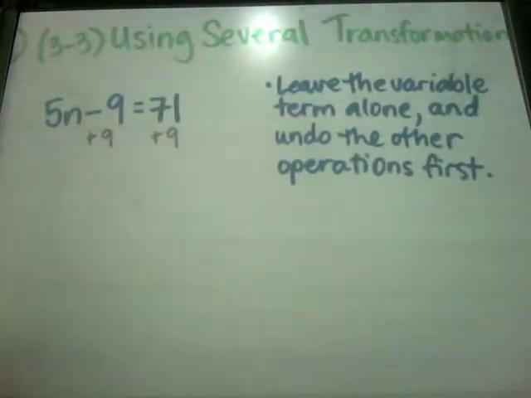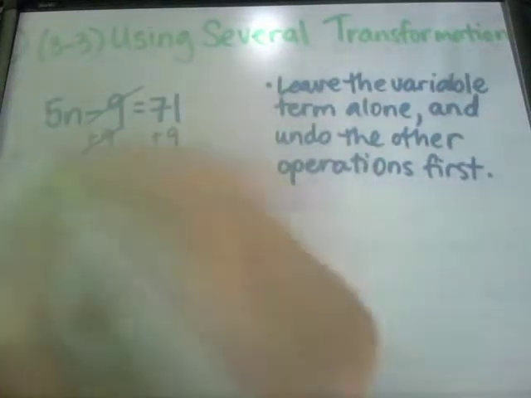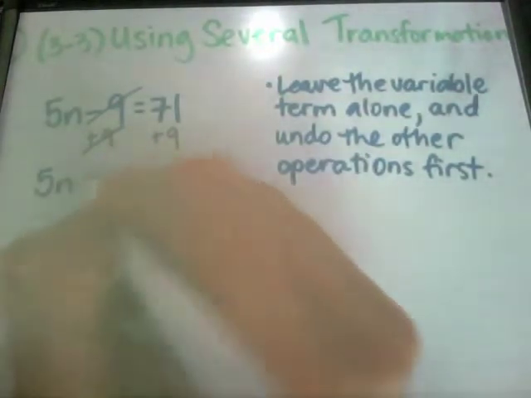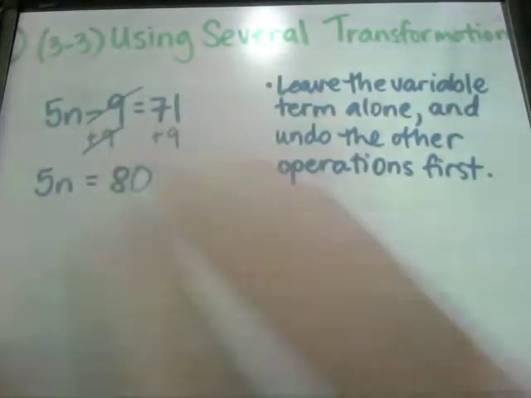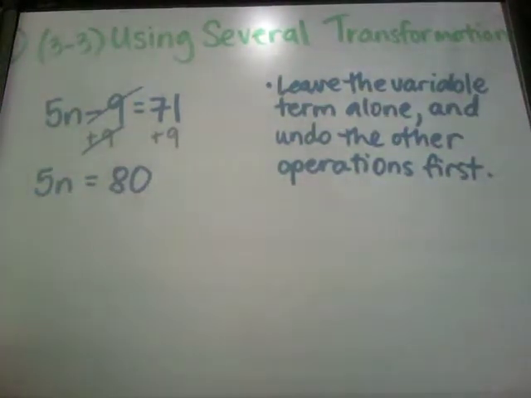I want you to write that step down where you do the opposite. The harder these get, the easier it is to make a mistake if you skip these little steps of writing down what you're doing. Minus 9 and plus 9 make 0, so we can cancel them out. Now I'm left with 5n equals 80. Remember, we're not done yet. We're going to have multiple steps here to solve.